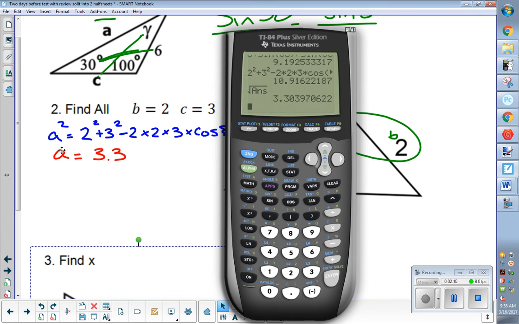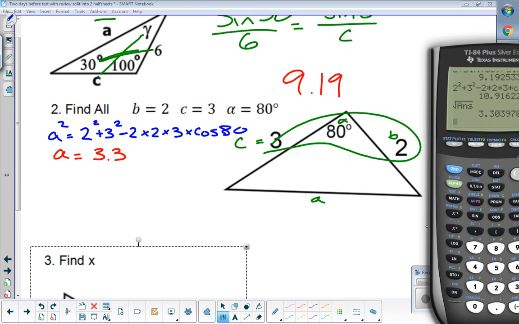Okay? I have found that. I know what A is. It is 3.3, which is great. I still need to solve for other things. Once you start doing law of cosines, I'm going to keep doing law of cosines. I still need to solve for beta and gamma.